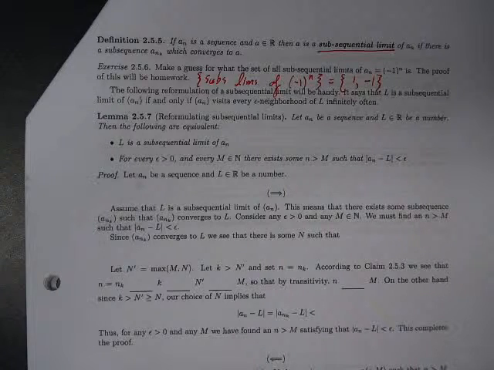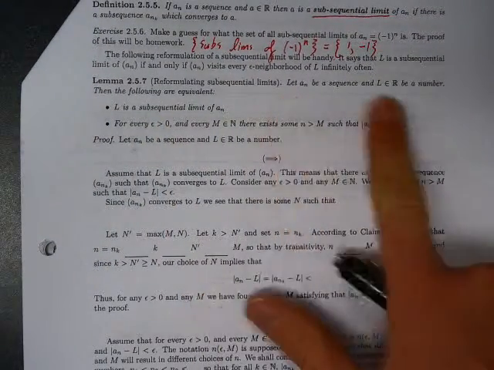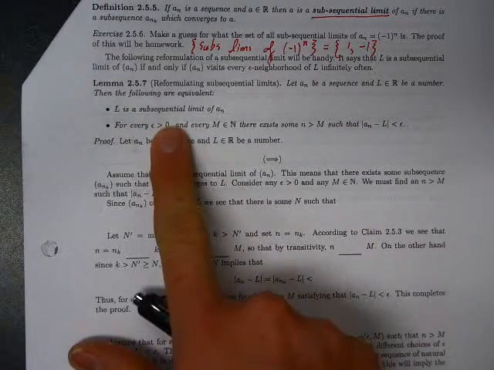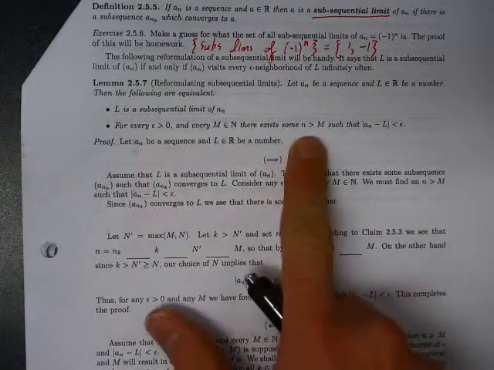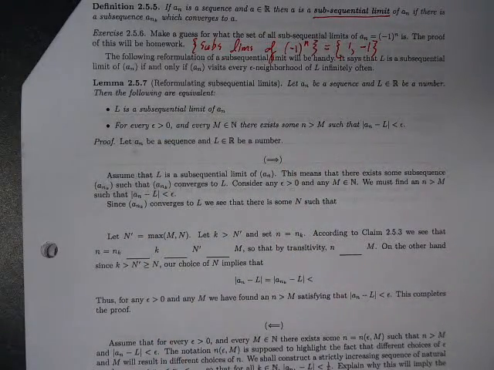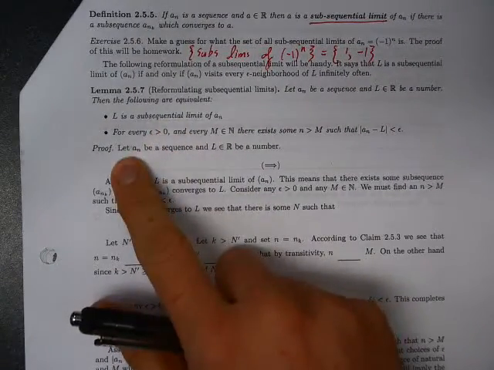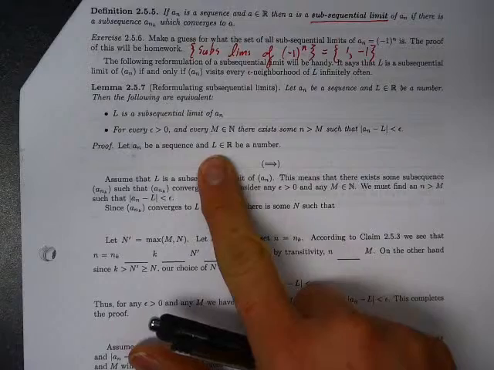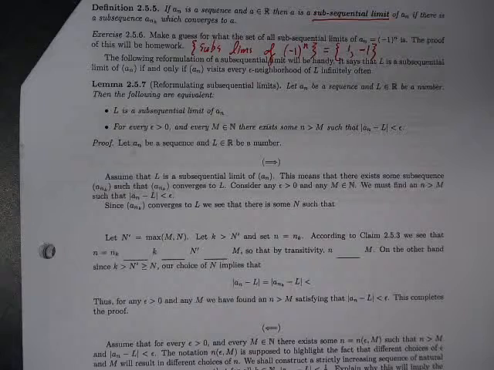Let's prove it's the same as being a subsequential limit. I want to prove: if a_n is a sequence and L is a number, then L is a subsequential limit of a_n if and only if for every epsilon bigger than 0 and every M in the naturals there exists some little n bigger than big M such that the absolute value of a_n minus L is less than epsilon. Fair enough. So it's an if and only if. Let's prove both directions. Let a_n be a sequence and L be a number. Declare your variables. That's important. Let's prove the forward direction. Let's assume that L is a subsequential limit of a_n.